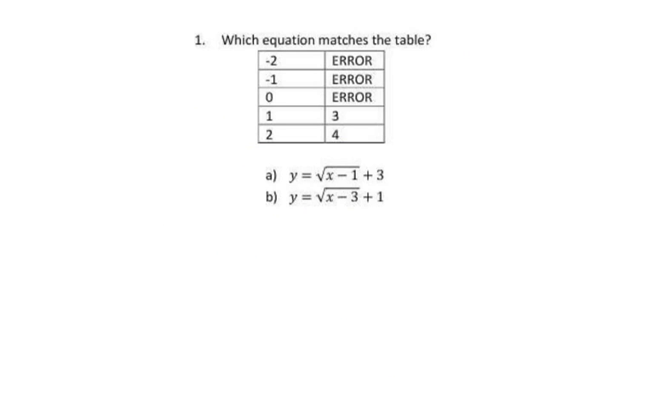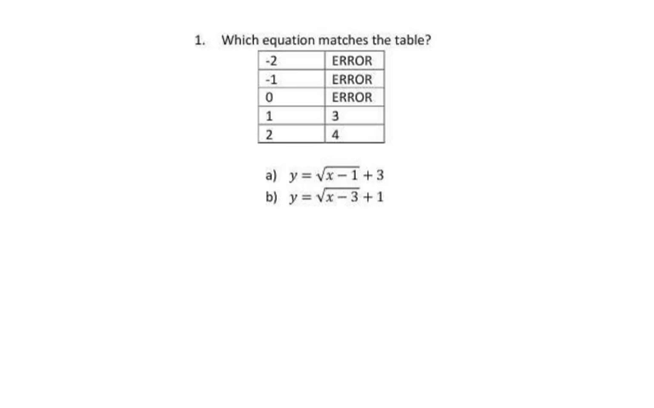Which equation matches the table? What I would do here is put them into y equal. So, secant x squared, x minus 1, close parentheses, plus 3. And secant x squared, x minus 3, close parentheses, plus 1. Go to my table. Go to where x is -2, -1, 0, 1, 2.